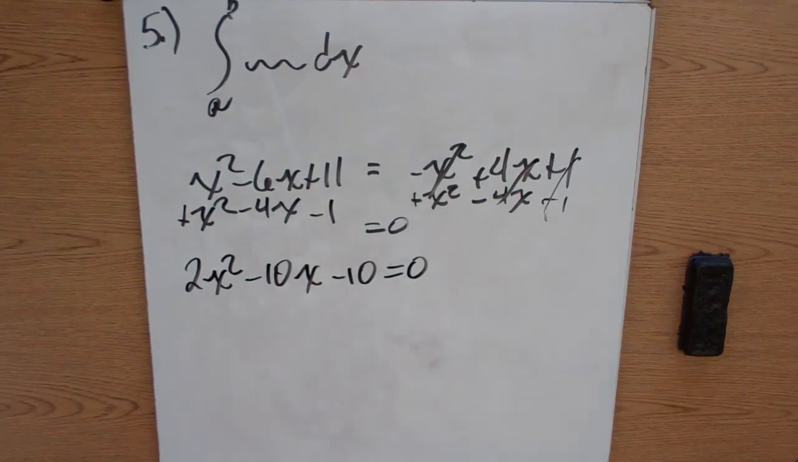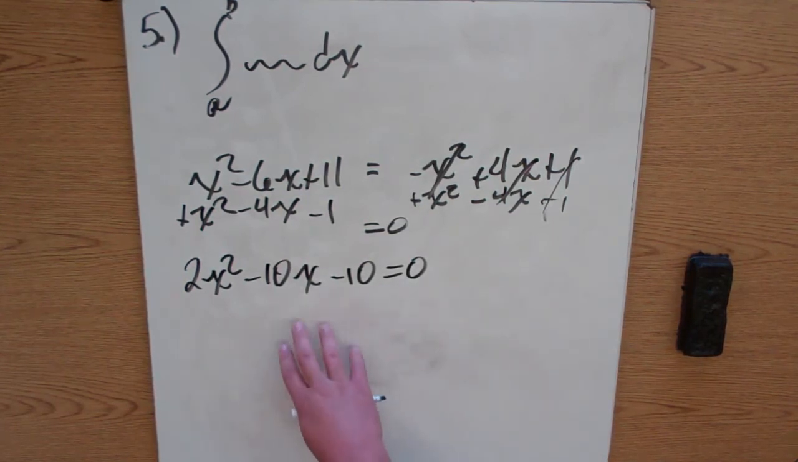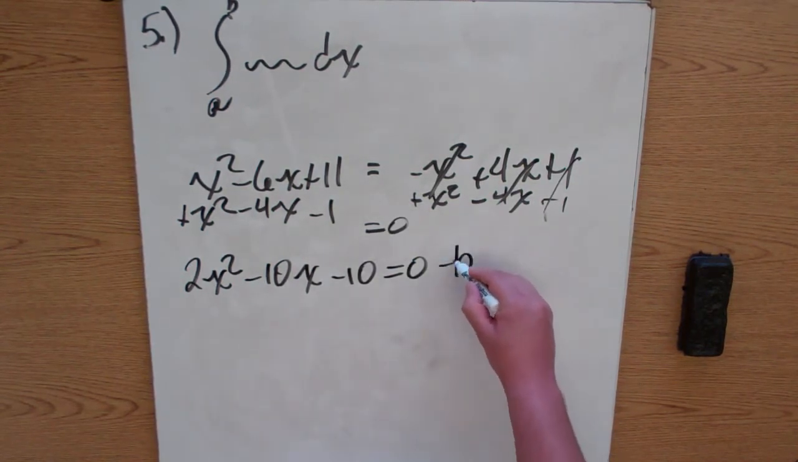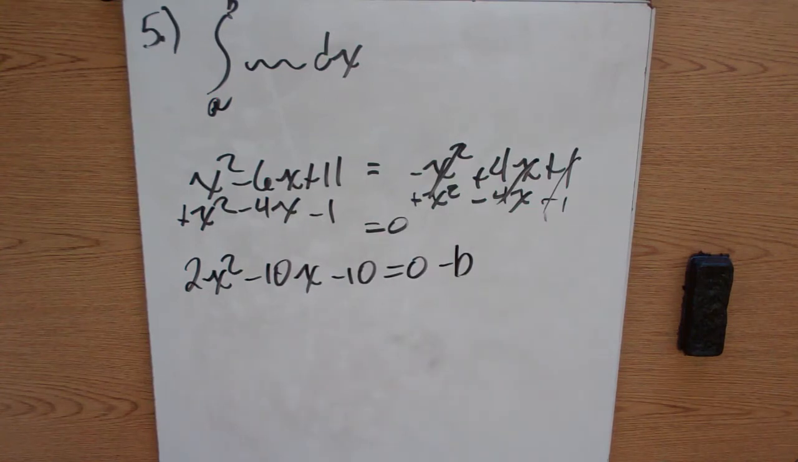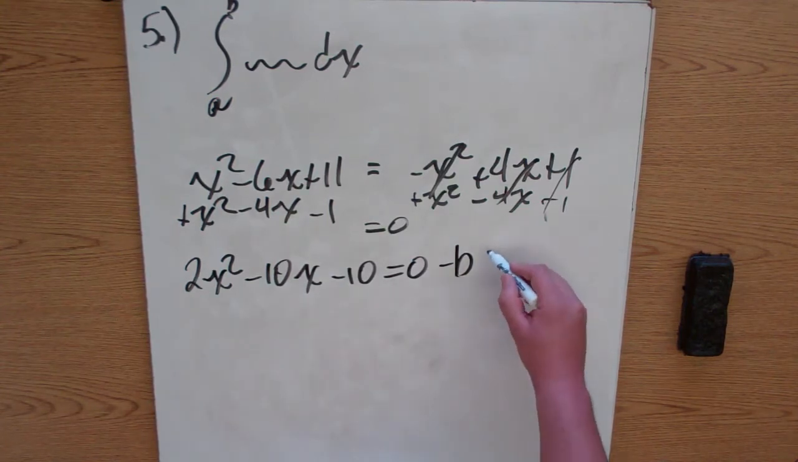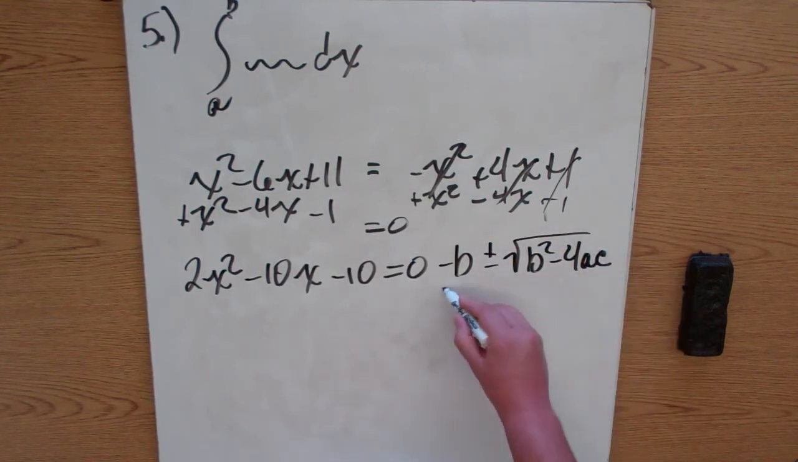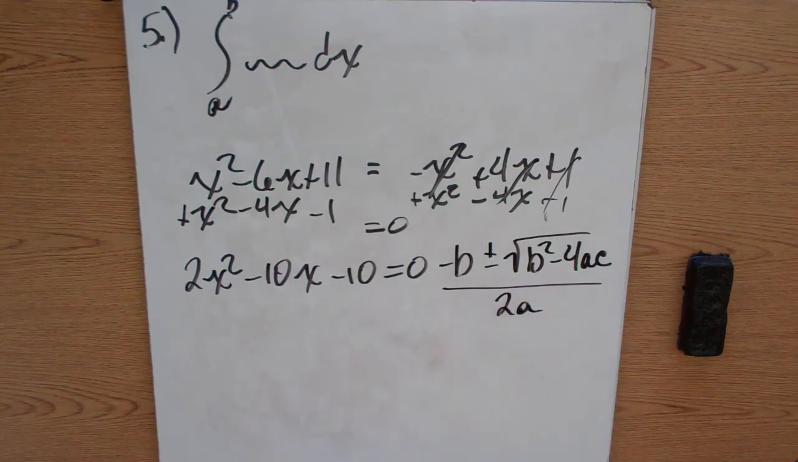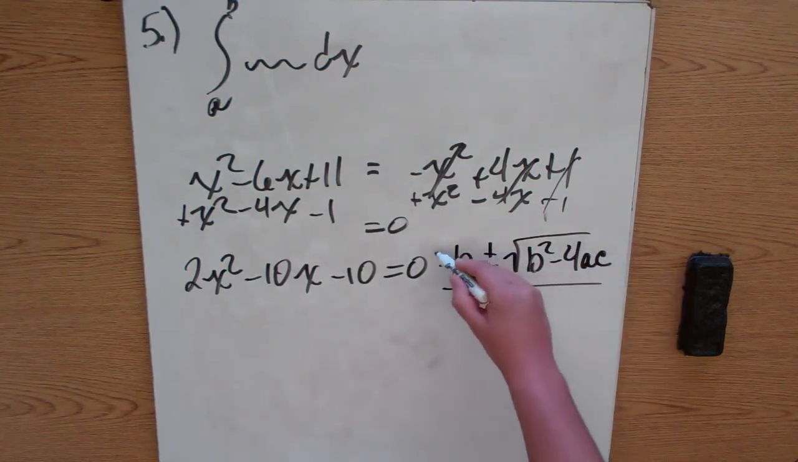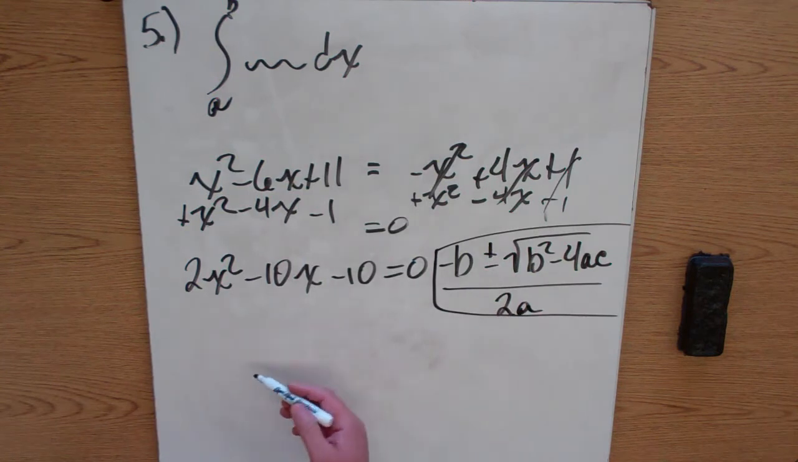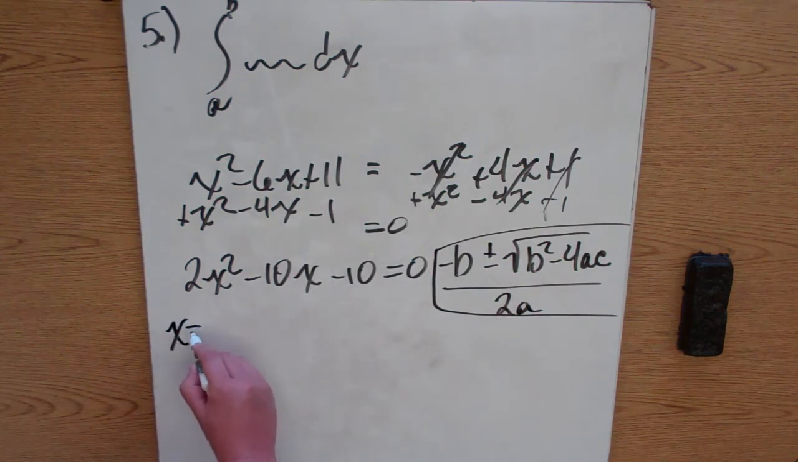I'll save you the time. This doesn't factor. All right? Normally, you'd want to try to factor it first, but this does not factor. So what you're going to have to do is run it through the quadratic formula, which is negative b plus or minus the square root of b squared minus 4ac, all divided by 2a. All right? I'm assuming since you're in AP Calculus, you know how to do that.